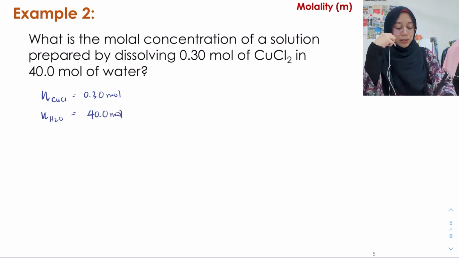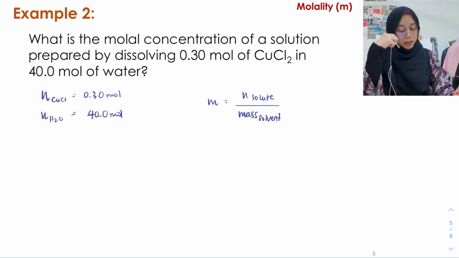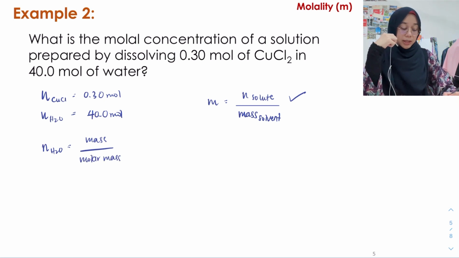Once again, you want to look for molality, so you know you need mole of solute per mass of solvent. Here we already have the mole of solute, but we don't have the mass of solvent yet. Can we look for it? Yes, of course we can, because mole of H2O is equal to mass divided by molar mass. But we are looking for the mass, right?